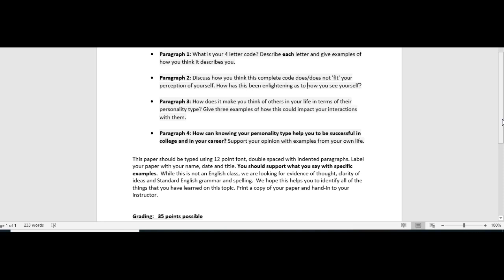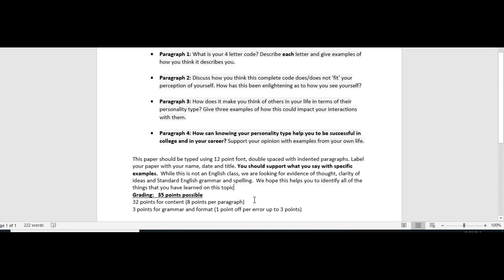When you write this up, make sure you use 12-point font. It's double-spaced and it has indented paragraphs. I'm not going to rip you apart for grammar, but try to make it as solid as you possibly can. Do not print a copy of this paper and hand it in. I don't want a copy of that paper. I should have taken that out. And then you can upload this to your portfolio because it needs to be in your portfolio.